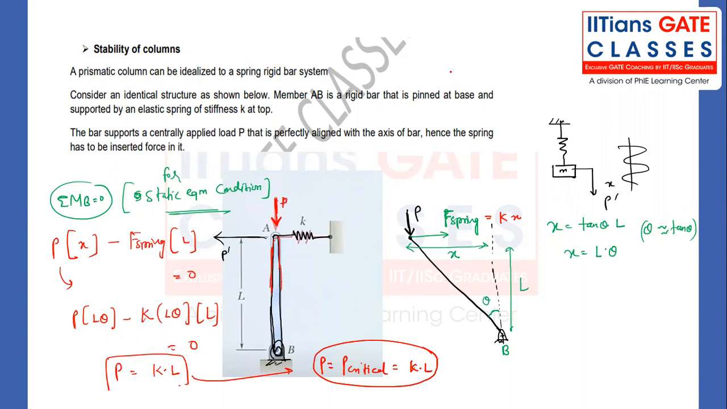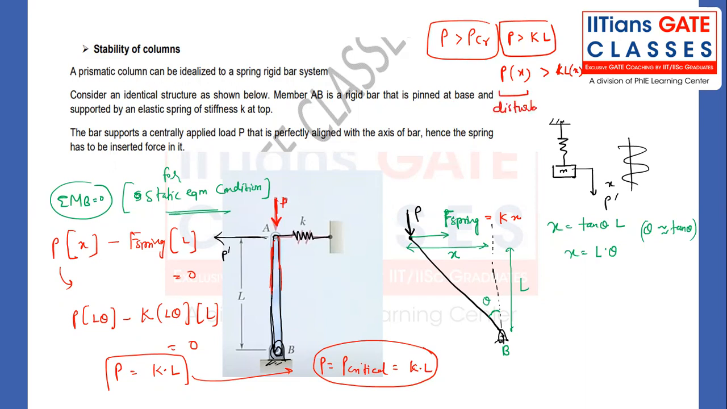You can see for yourself: if P is more than P critical, or P is more than KL, try to observe. If P is more than KL, what are you observing, my dear friend? The moment offered by P will be more, because P is more than KL. Then if I multiply by X on both sides, P into X is the disturbing force, and K into L into X, that is Kx, the spring force, into L, is the restoring force.